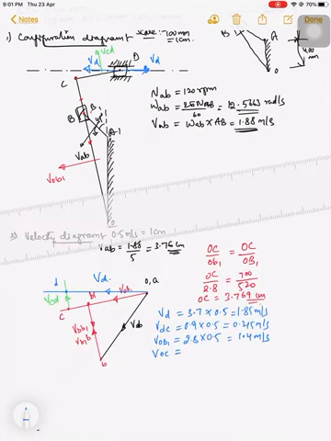OC is also calculated, 3.769. See here, it is also calculated, 3.8 into 0.5, 1.9 meter per second. So even we can calculate VBB1 also.